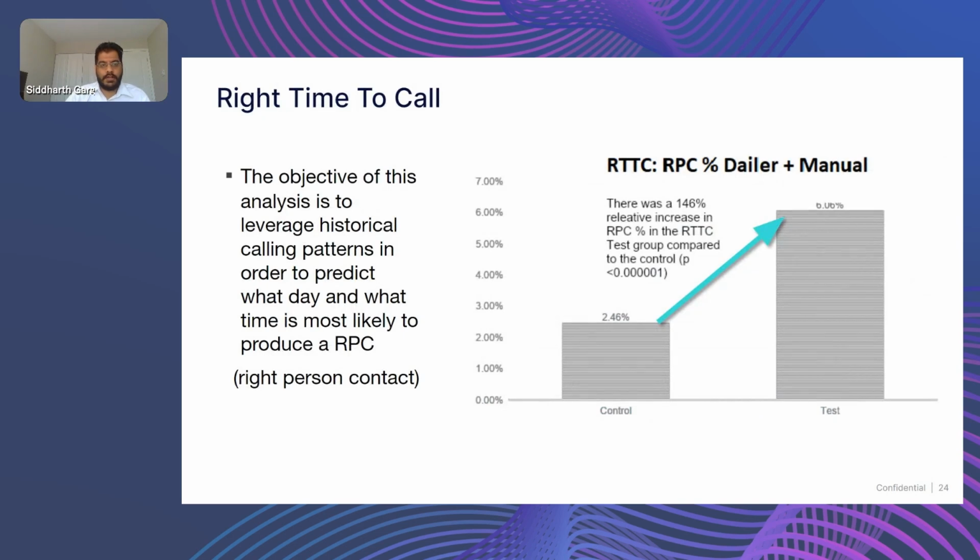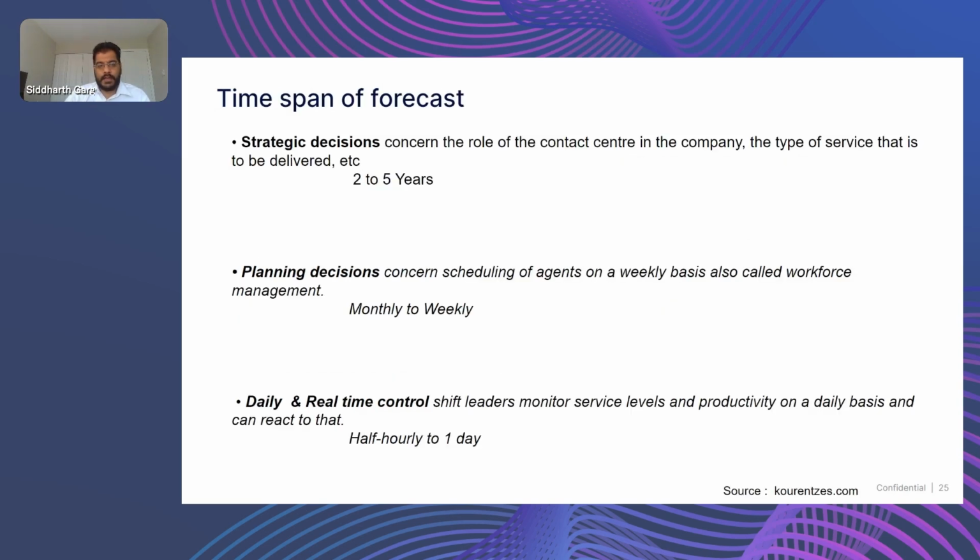The right time to call is another use case where we use the same parameters to find if this is the right time to call and we reach the right person to contact about the loan. We have seen that there was a 146% relative increase in right person contact. So this was a huge incentive to implement this strategy.